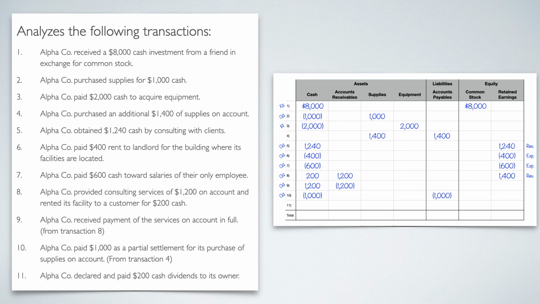And finally, transaction 11. It says Alpha Company declared and paid $200 cash dividends to its owner. So is cash involved? Yes, cash is involved. What is it doing? Our cash is going down because we're paying it. So we'll put negative 200 under cash. And then the other part of that would be dividends, which again affects retained earnings. So it makes my retained earnings go down. So under retained earnings, I'll put negative 200.